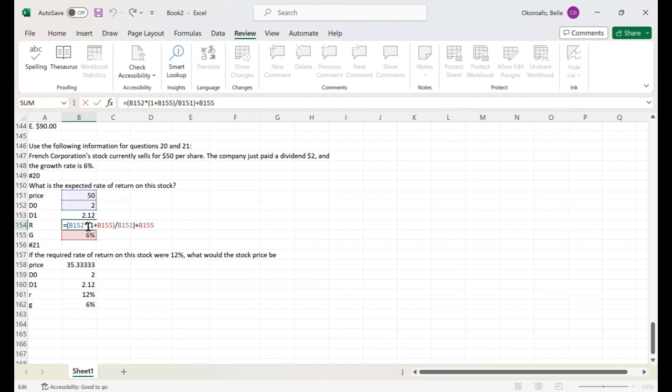So our rate of return, we are going to use another formula, which is our dividend for year 0. And then you multiply that by 1 plus the growth rate. And then you divide that by the price. And then after all of that, you add back your growth rate, and you will get 10.24%.